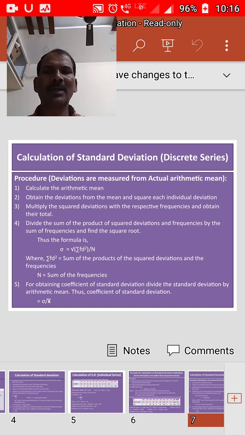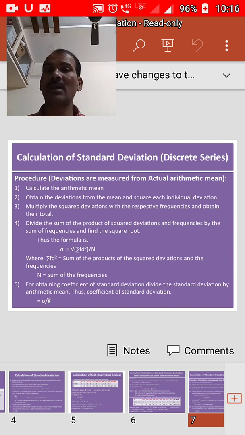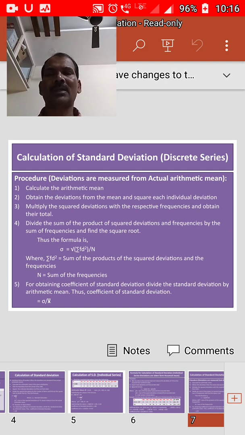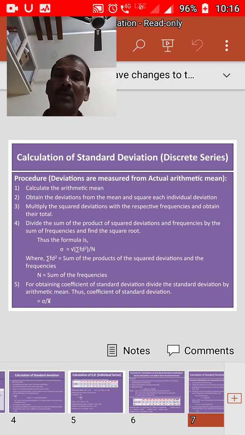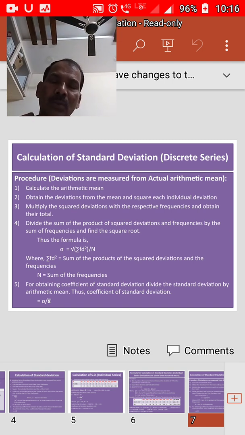Sum of the product of squared deviations: we are taking the deviations into consideration, squaring them and multiplying them with the frequencies. That is the sum of the products of squared deviations and their frequencies. n is equal to the sum of the frequencies, that is, the total of the frequencies. Sum means total.